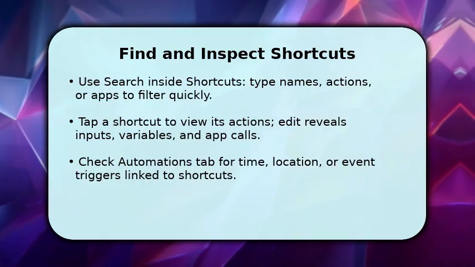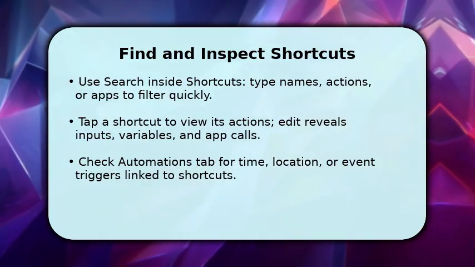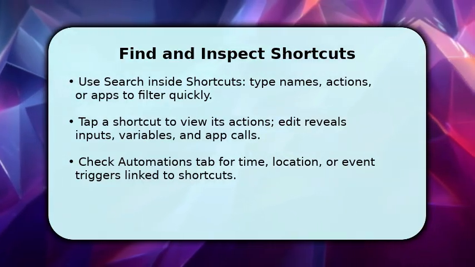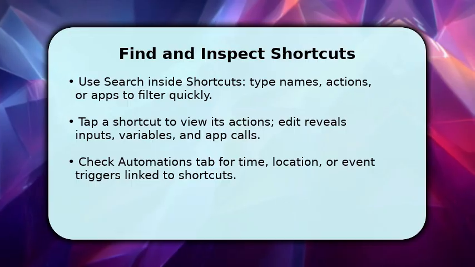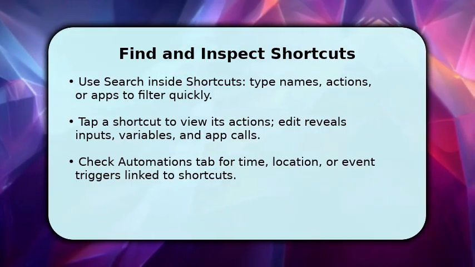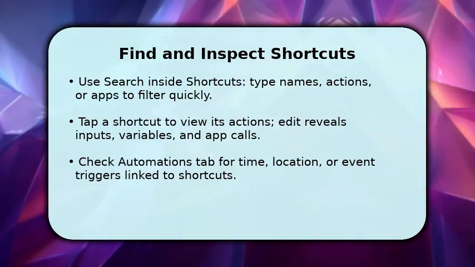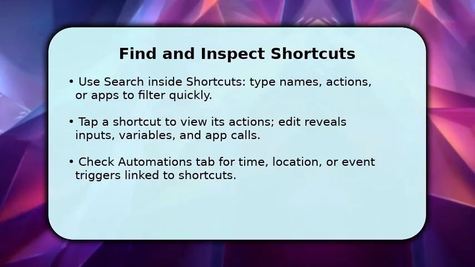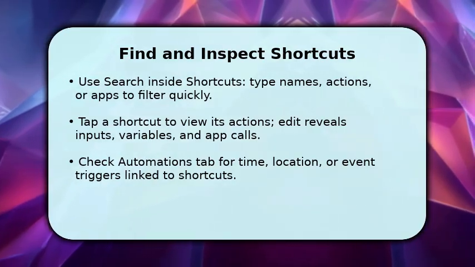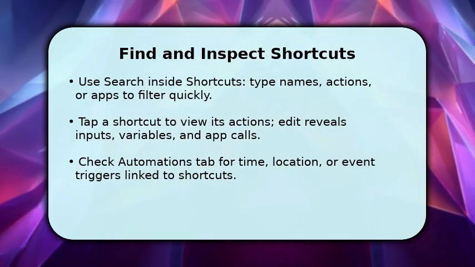When you open a shortcut, inspect each action and its inputs so you understand exactly what runs and why. Edit mode shows variables and where permissions are required. Also check automations for triggers like time, location, or email. Some shortcuts live there instead of Library. This inspection step prevents surprises when you run a shortcut.